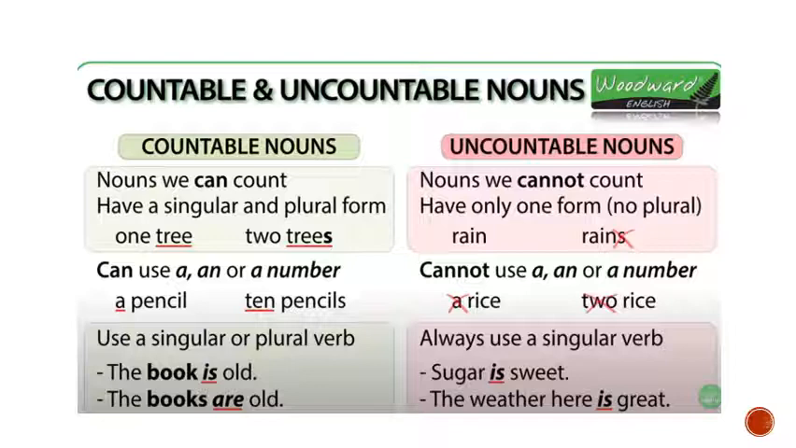Uncountable nouns are nouns that we cannot count. They have only one form. They do not have a plural form. We do not say rains. We cannot use a, an, or a number with uncountable nouns. We do not say a rice or two rice. With uncountable nouns, we can always use a singular verb: sugar is sweet and the weather here is great.